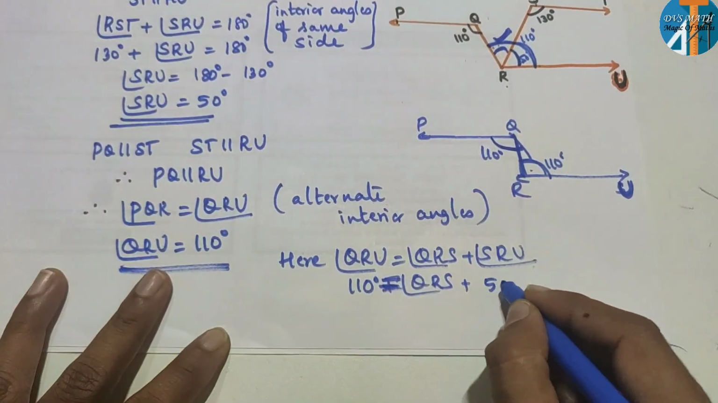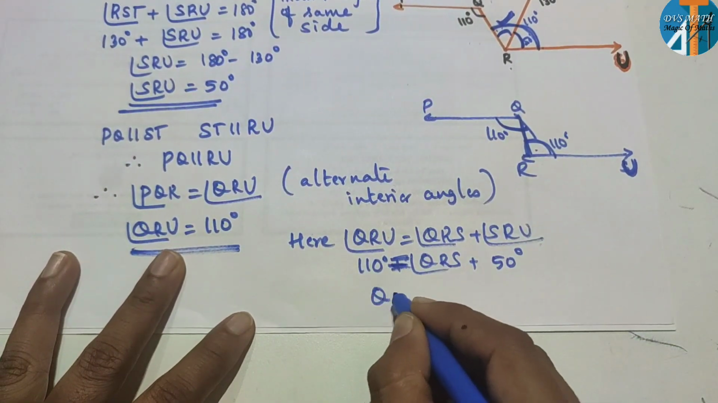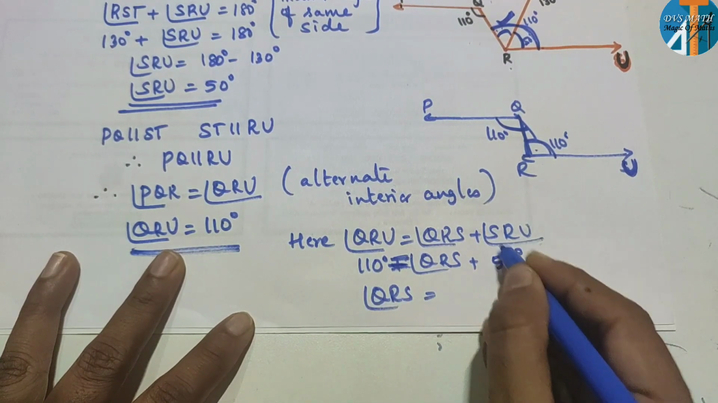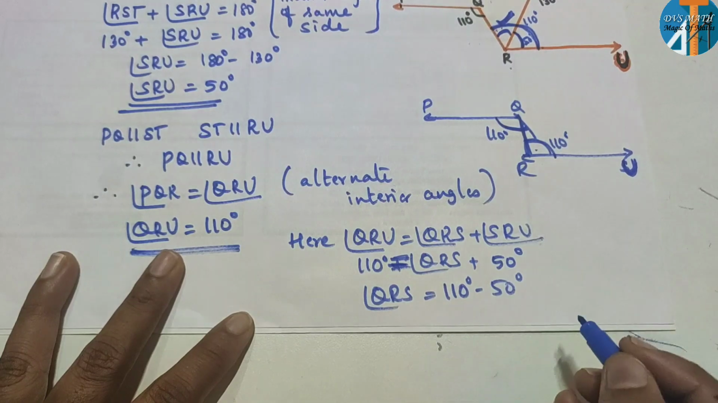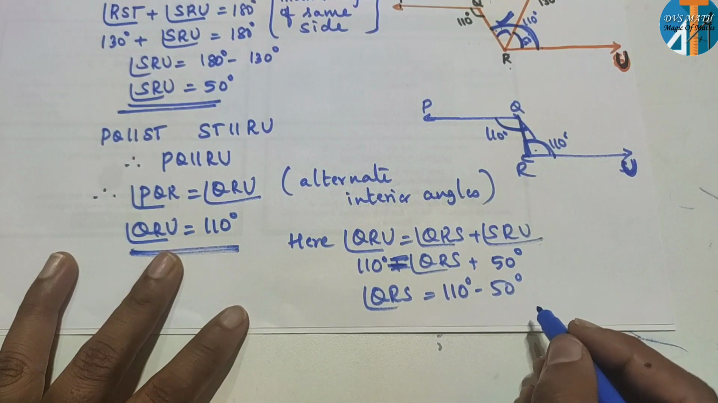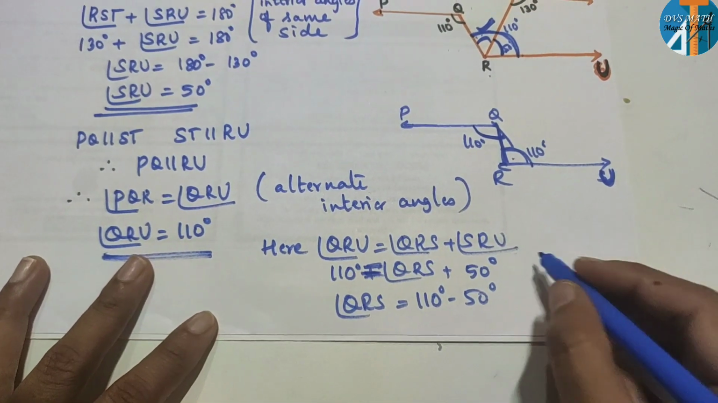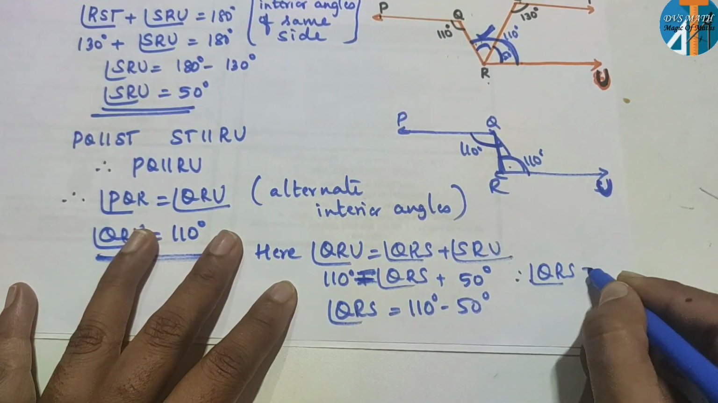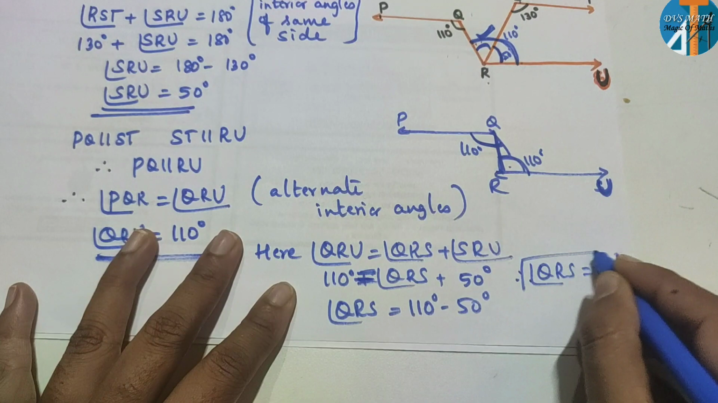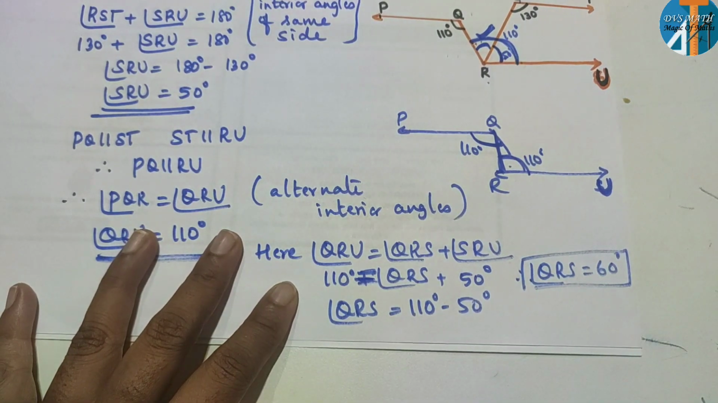50 degree. So write it 50 degree. So now you need QRS. QRS is equal to, if I take plus this side, becomes minus, 110 degree minus 50 degree. 110 minus 50 degree, you will get 60 degree. So therefore, angle QRS is equal to 60 degree.